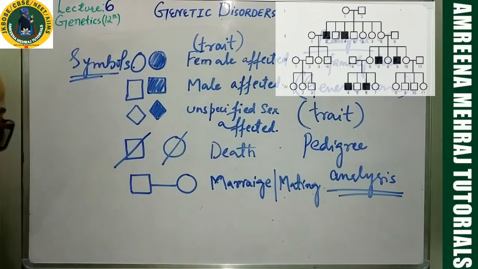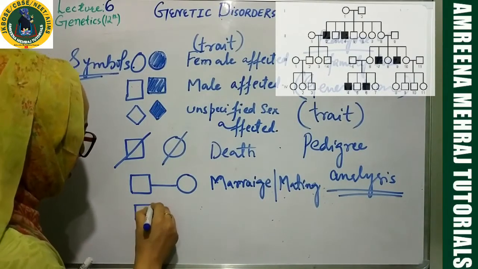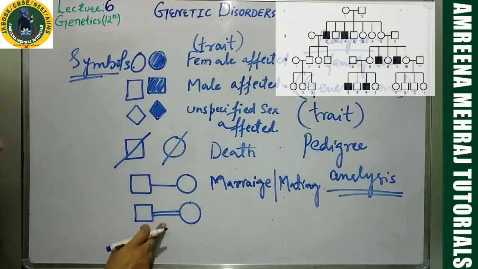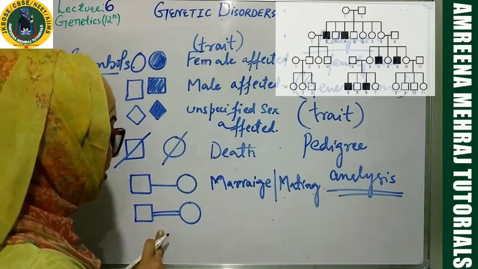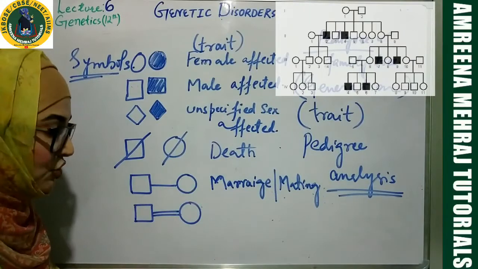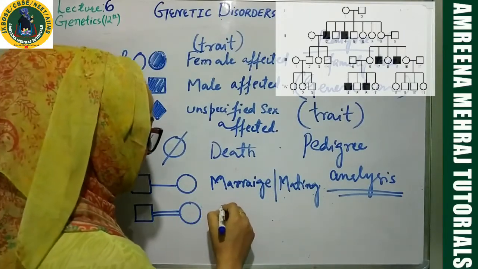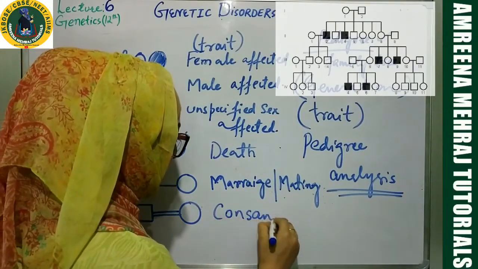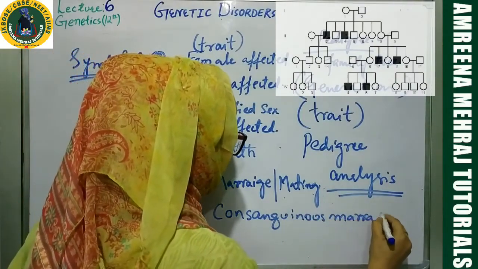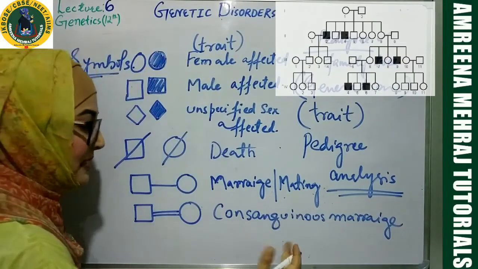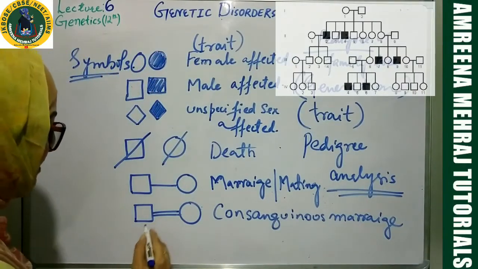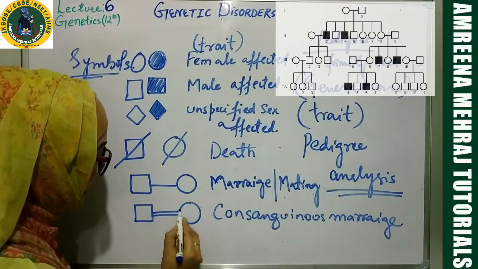Sometimes, my dear students, you draw a square and a circle joined with a double line. This is again a mating, again a marriage, but it's a marriage between close relatives. Sometimes you have cousins marrying each other. That marriage is called consanguineous marriage. So it's the marriage between closely related individuals, you can say between cousins. That is indicated with the help of a double line.